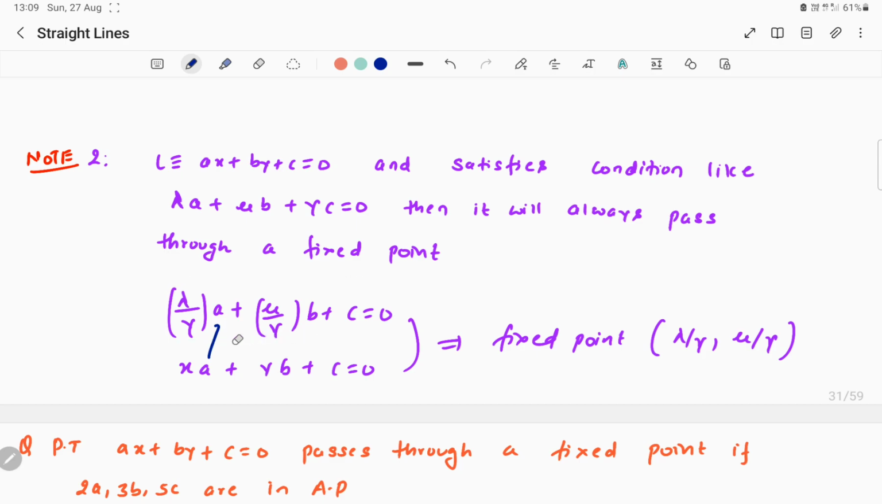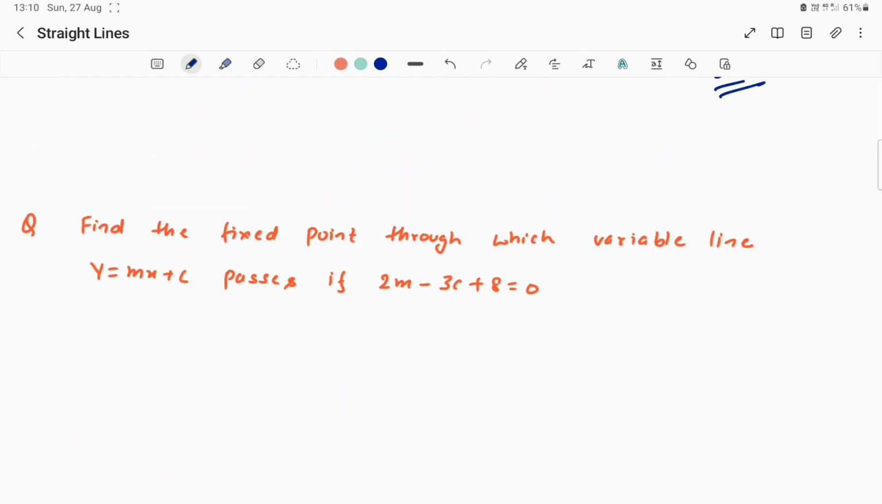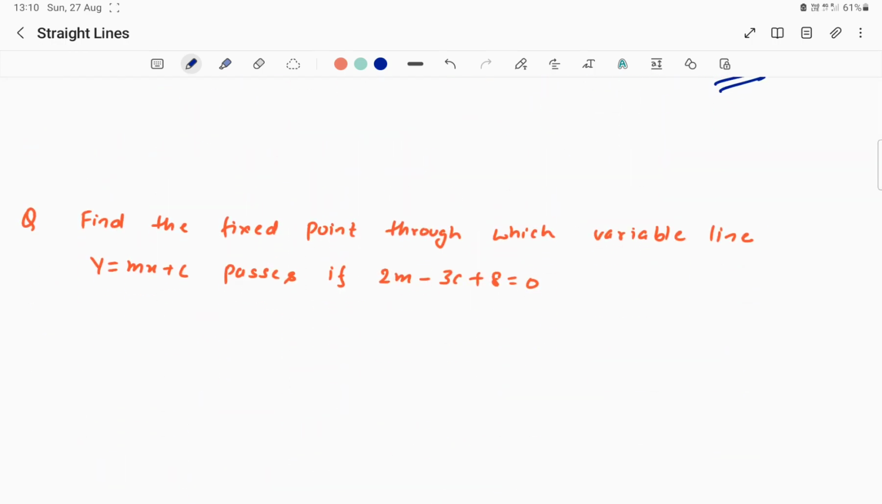Okay, so irrespective of what is a value, what is b value, if you write x is equal to lambda by gamma and this value is mu by gamma, then automatically because of the given condition this equation will get satisfied, and we will say that when equation is getting satisfied, it means that point is lying on the line. I hope I'm clear. Okay, no problem. If you have not understood, we can see another example.